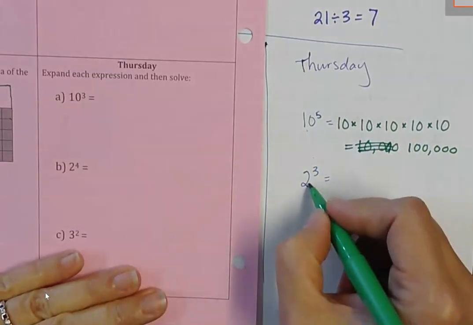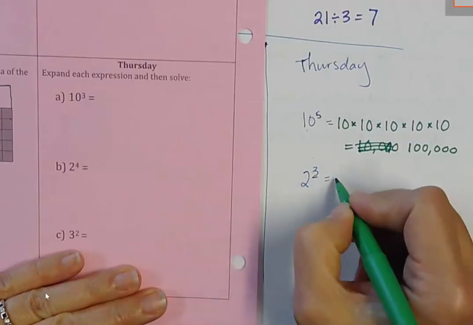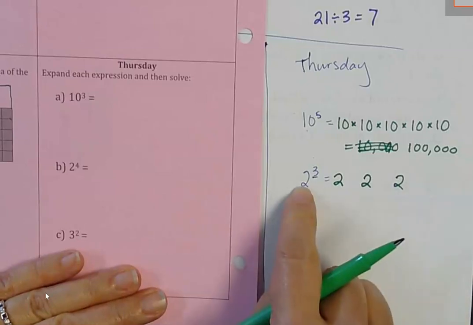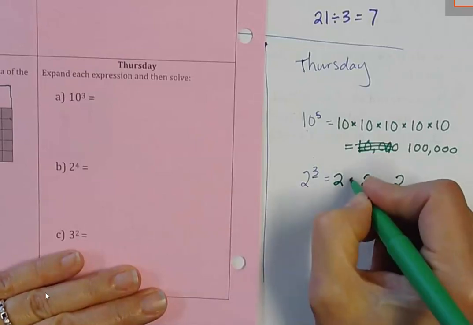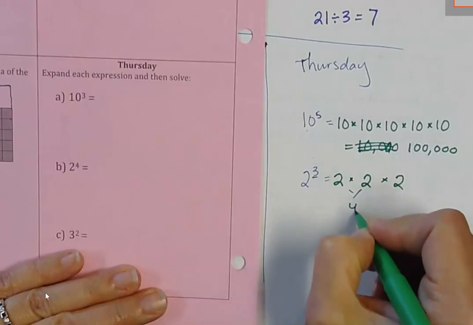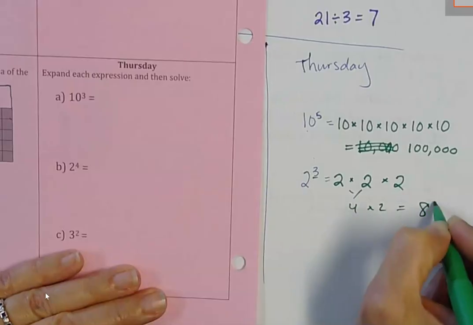So for this one, my base is 2. That's the number I'm repeating, and I'm going to repeat it 3 times. So 2, 2, 2. I repeated the base 3 times, and then I'm going to be multiplying. So 2 times 2 is 4, times 2 is going to be 8. So this one is 8.